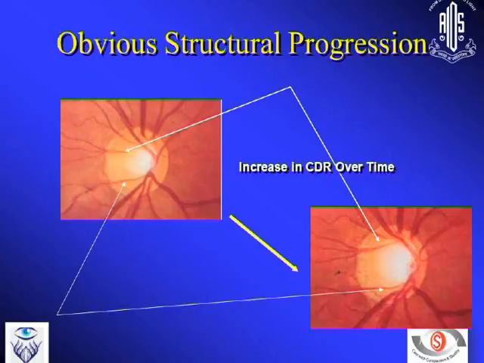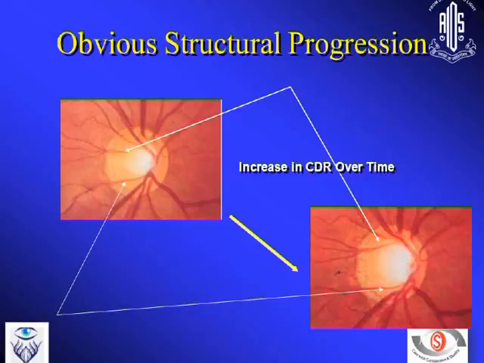In fact, you can see here the superior rim also is thinned out. So both superior rim and inferior rim are thinned. The cup disc ratio, which was from here to here, has increased from here to here. So an increase in cup disc ratio and rim thinning are definite signs of progression.